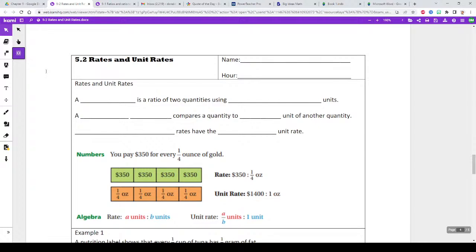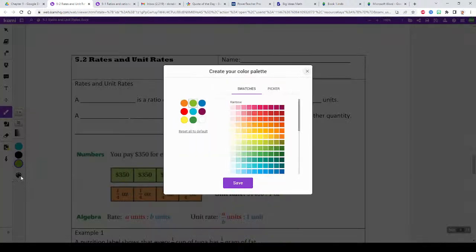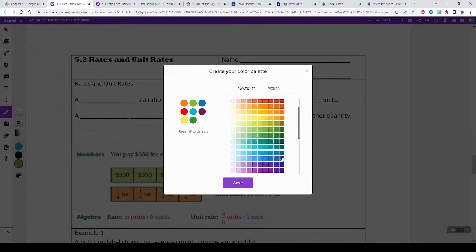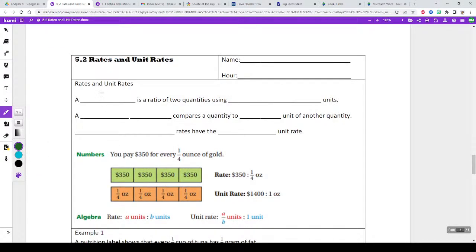Okay. So, here to give you some notes on rates and unit rates. Here we go. I realized I also need some nice dark colors. So I'm just looking at my color wheel here. Let's go with a dark blue. And then let's make this a darker orange. And the green, let's go with the darker green. There we go. That's enough to get me going. Rates and unit rates.